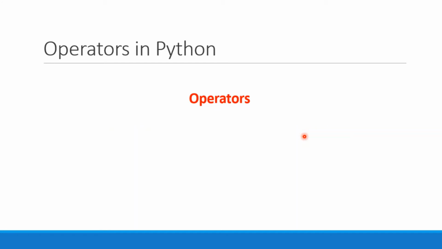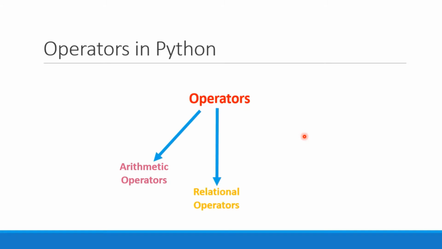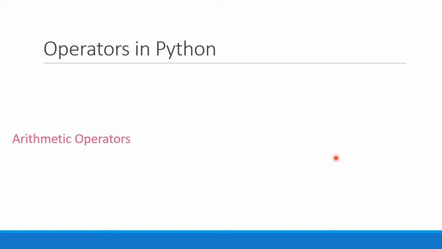Whenever we talk about operators in Python, we can say that we can divide these operators into three major categories. Number one is arithmetic operators, then we have relational operators, and then we have logical operators. Now I will explain all these types of operators one by one. So let's start with arithmetic operators.